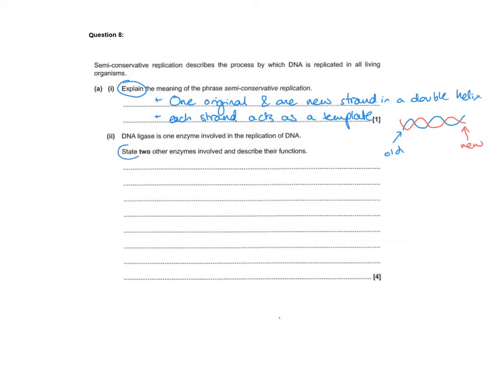Next question is a state question. We like state questions because we've learnt that we should be able to do it. Just look at the structure of this question. You've got state 2 other enzymes, so there's going to be a mark for the name of the enzyme and describe their functions. You've got to give me the name and the description. So your first one was DNA helicase, which unzips the DNA molecule, or it breaks those H bonds.